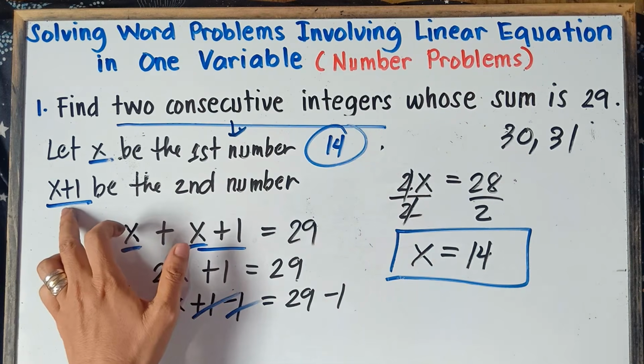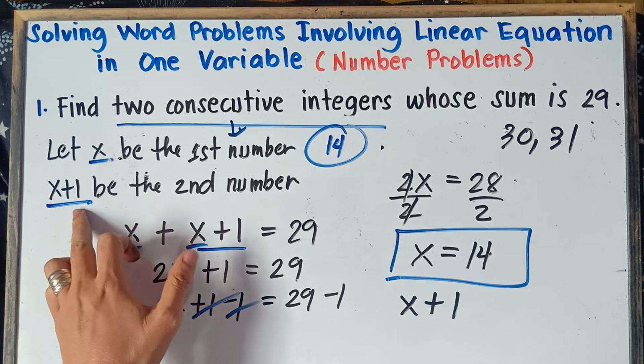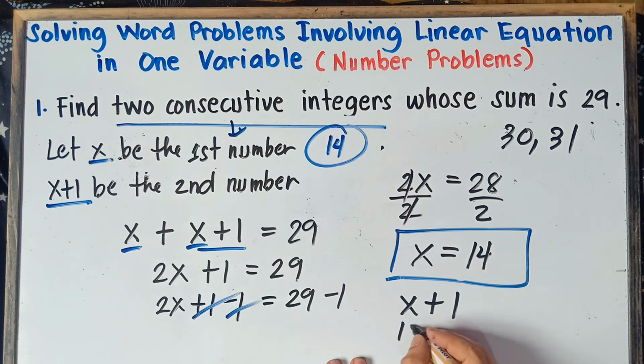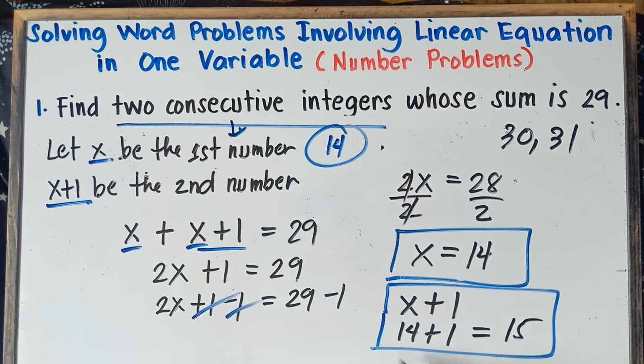And then our second number would be x plus 1. Simply substitute the value of x, which is 14. So 14 plus 1. What's the answer, class? That's correct, that would be 15. So our second number would be 15.